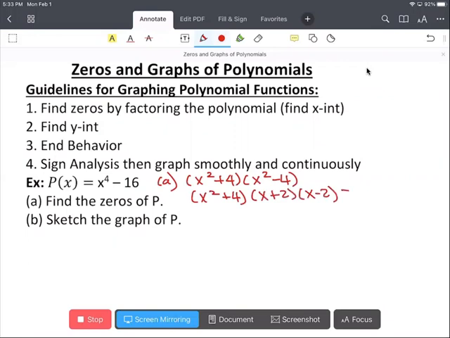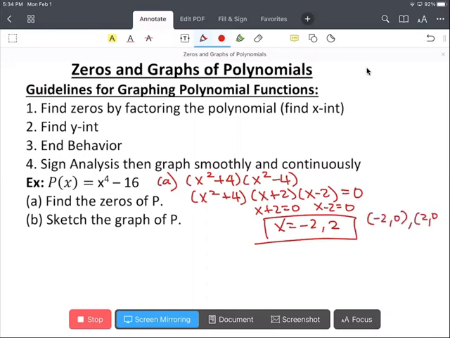And we can set them equal to 0. X squared plus 4 is never equal to 0. However, x plus 2 equals 0 and x minus 2 equals 0 when x equals -2 and 2. So we found our zeros. And we're going to use (-2, 0) and (2, 0) later in order to graph p of x.